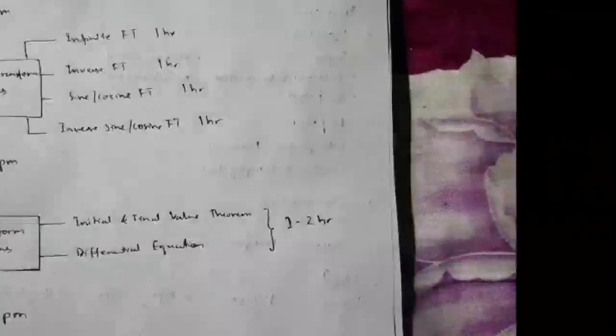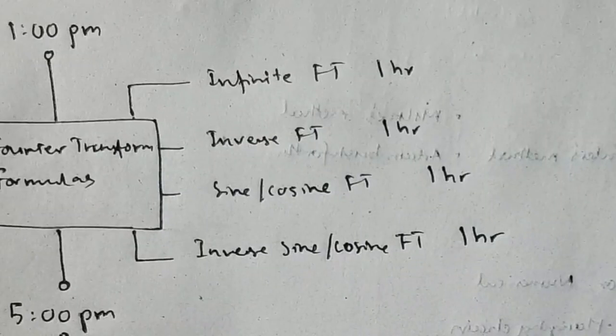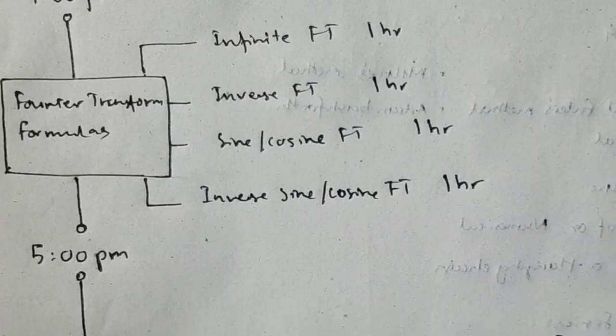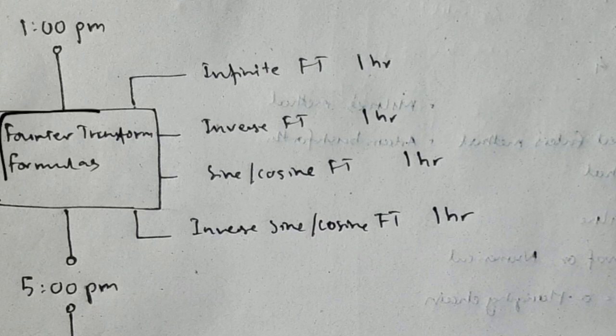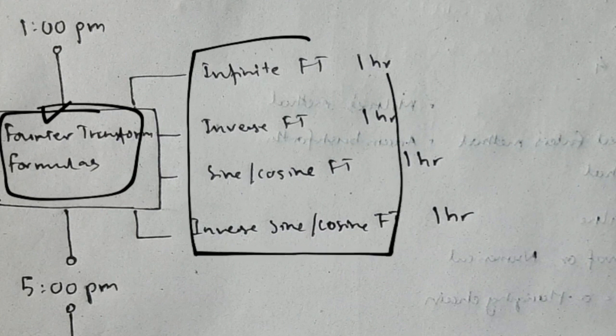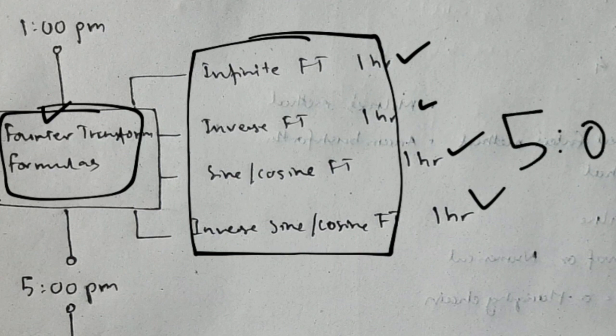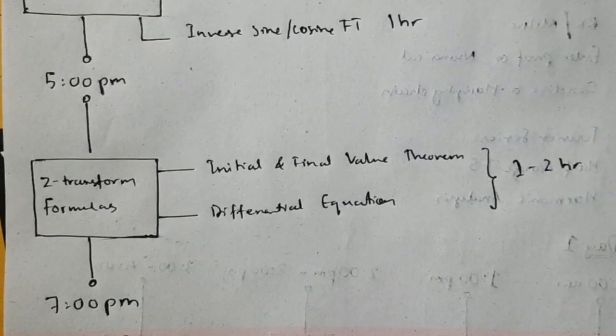Then after completing that, you have to move on to the next one, which is module 3. Okay, in module 3 you have Fourier transform and the formulas. Know the formulas for the Fourier transforms, and you can expect questions from these 4 topics. Okay, each will take an hour, because this is a bit lengthy topic, so take your time and complete it by 5 p.m. Okay, if you do it with focus, you can really do it. Please take it seriously.